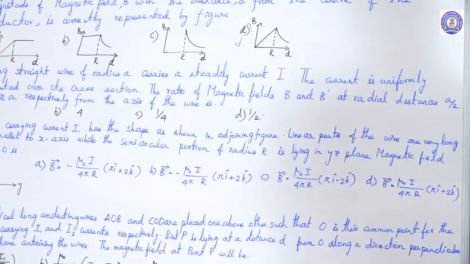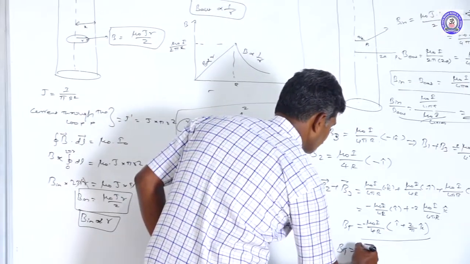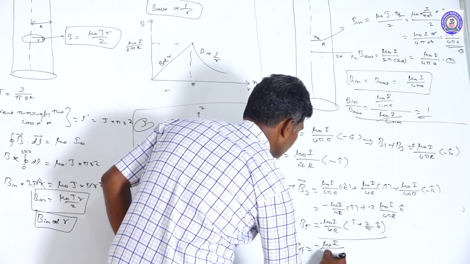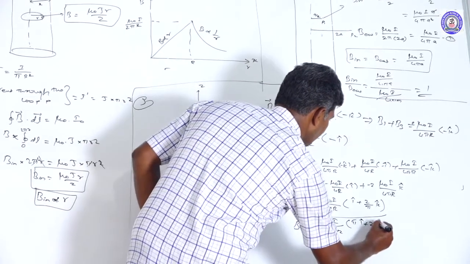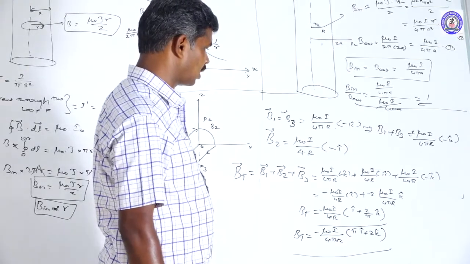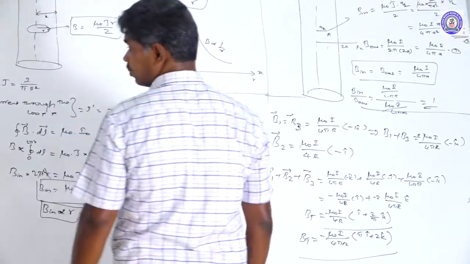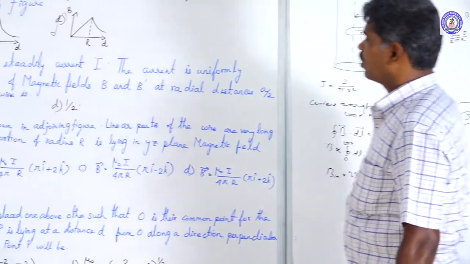Let me leave it. Second option, B vector is equal to minus mu naught I by 4 pi r of pi I cap plus 2 k cap. That's why we have taken that pi outside. We will get Bt is equal to minus mu naught I by 4 pi r of pi into I cap plus 2 k cap. We will get the answer. That second option is our answer for our question.